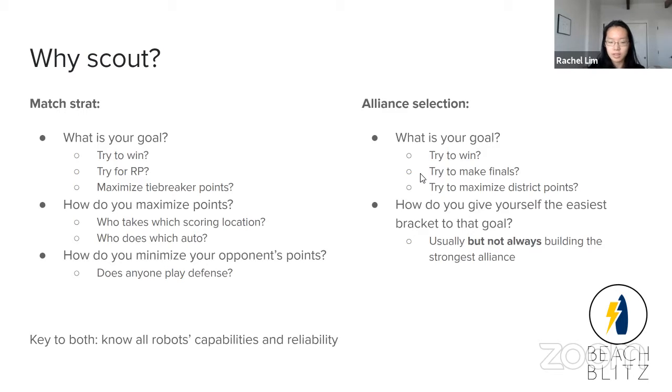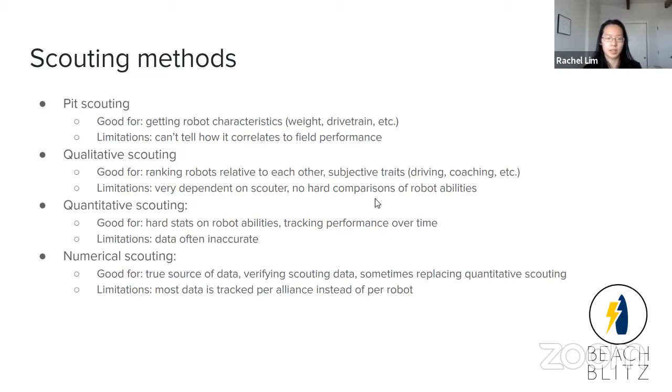And the key to this is you need to accurately know what teams are capable of and how reliable they are at that. And that's where scouting comes in. So I'm sure everyone's familiar with some of these scouting methods. Pit scouting, where you go around and ask teams stuff about their robot. We have the two types of match scouting, which I think takes up the bulk of what teams do. Qualitative scouting of subjective traits, and quantitative scouting of the hard stats, like how many balls did the robot score? Did they hang at the end?